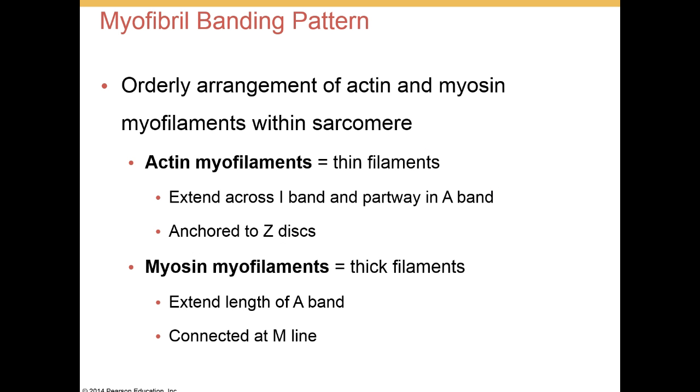So the myofibrils have this orderly arrangement of actin and myosin myofilaments. Actin myofilaments are the thin filament. The thin filament makes up the I band, and it will overlap a little bit with the thick filament, so it extends partway into the A band. And the actin myofilaments, the thin filaments, will attach to the Z discs.